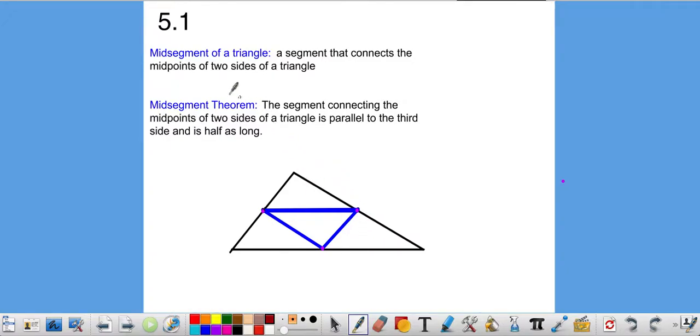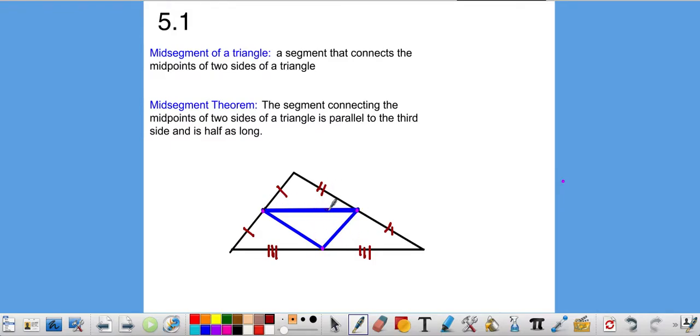So all we're going to talk about today is what's called the mid-segment of a triangle. So the mid-segment of a triangle is a segment that connects two midpoints of two sides of a triangle. So for example, if you have this triangle down here, all of these blue lines would be considered mid-segments, and that's assuming that this point is the midpoint of that side, this point is the midpoint of that side, and then finally this third point is the midpoint of this side. So these blue line segments are mid-segments of triangles.